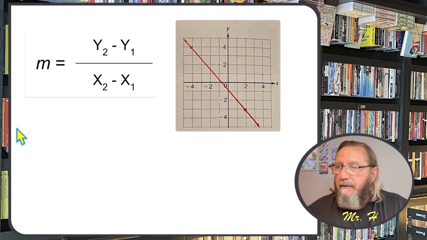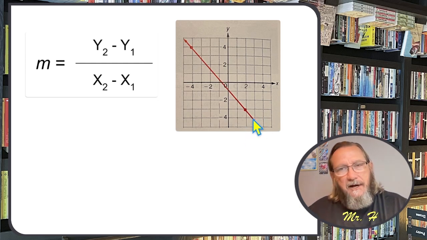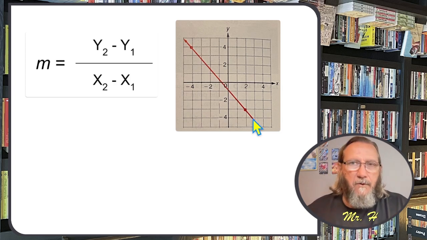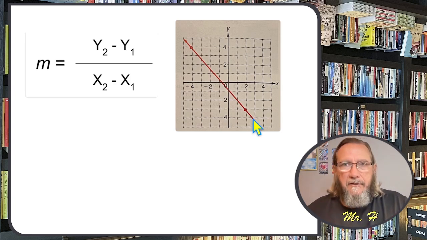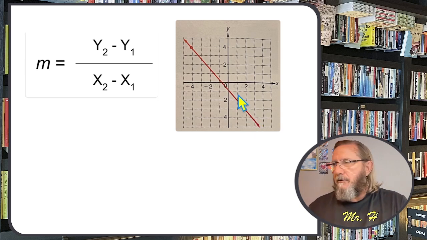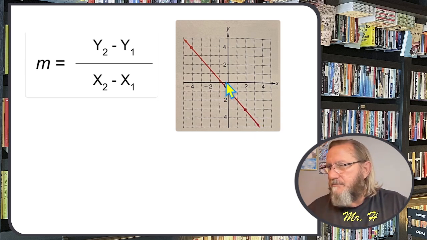Welcome back. Let's take a look at this particular graph. Now this graph is going down. If I look at the right side of the graph, it's pointed downward. So the rate of change that I'm expecting to get here is negative. If I don't get a negative answer, I need to go back and check my work because I've done something incorrectly. So let's take a look, first of all, by looking at these points.